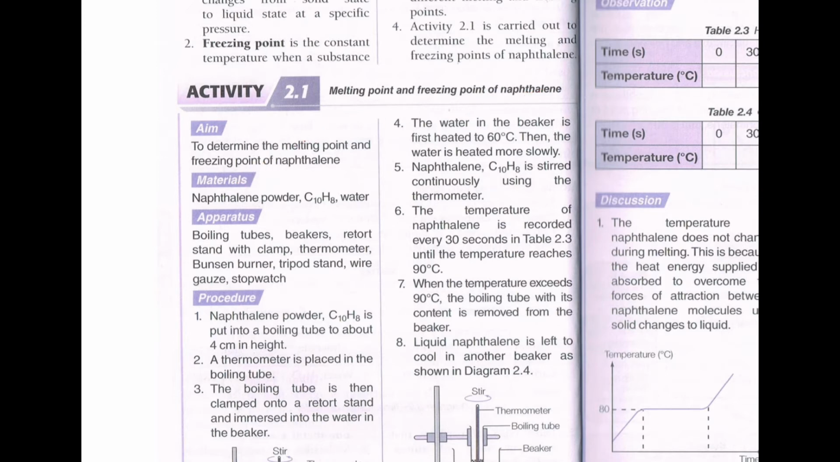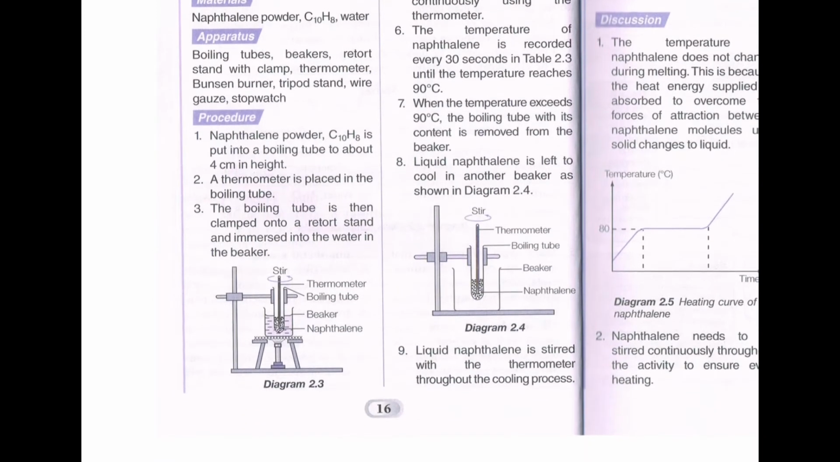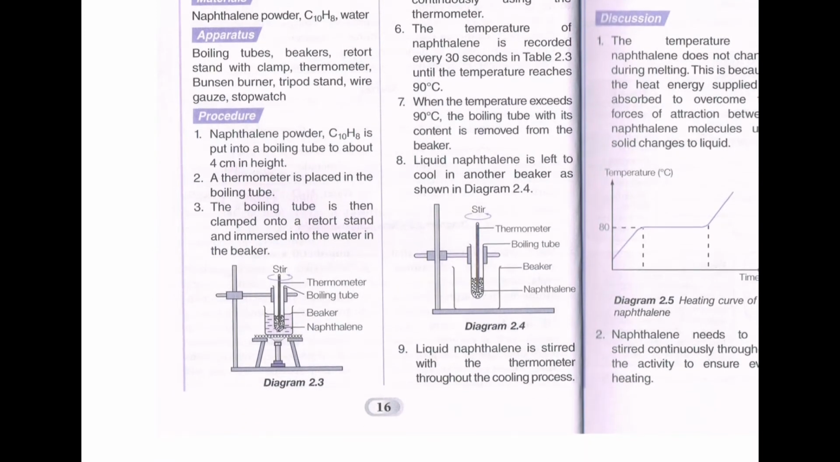You look at the picture first. So this is the picture. We put naphthalene in the boiling tube, and then the boiling tube is put in the water bath, and only then we heat up the water. We don't straight away heat up the naphthalene, we heat up the water, and then the water heats up the naphthalene. The reason that we do so is we want to heat it up evenly.